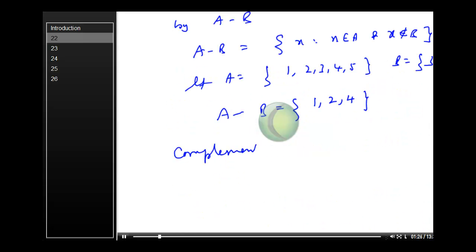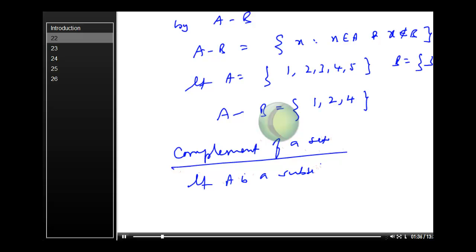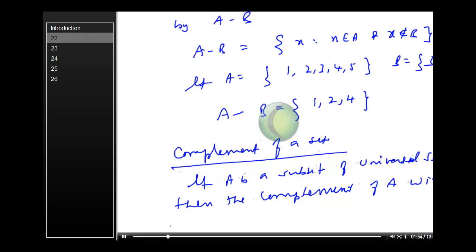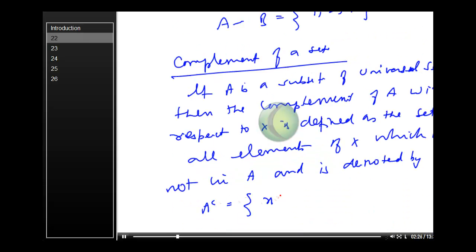Complement of a set. If A is a subset of the universal set X, then the complement of A with respect to X is defined as the set of all elements of X which are not in A, and is denoted by A complement. So A complement is the set of all x such that x belongs to capital X and x is not in A.